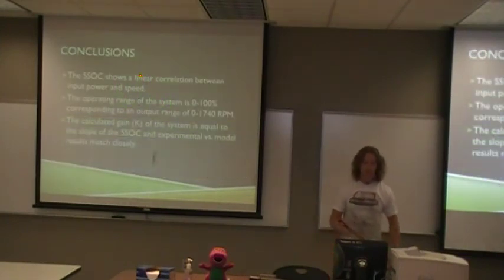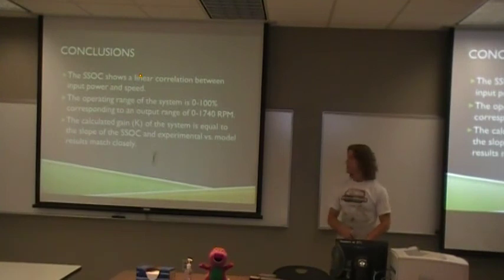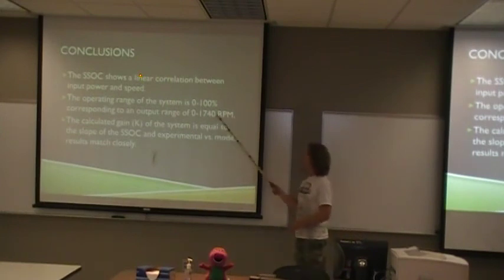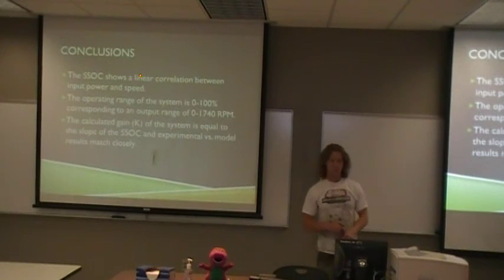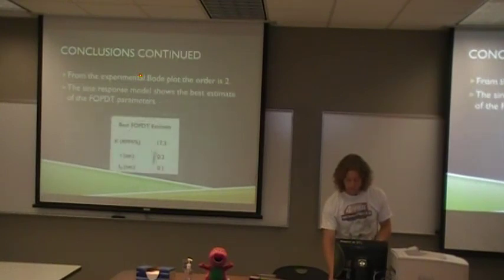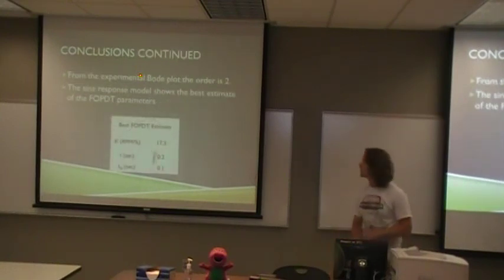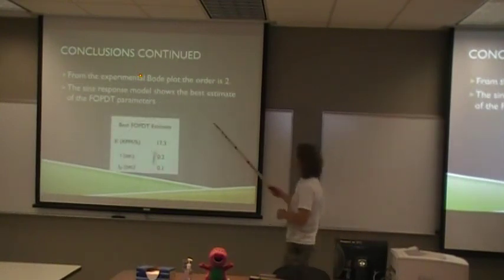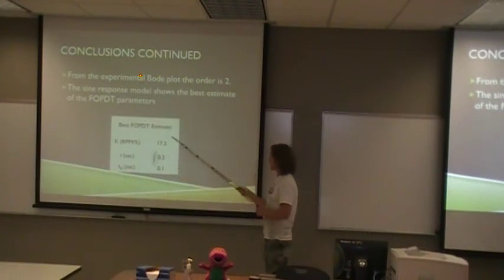In conclusion, the SSOC shows a linear correlation between input power and speed, and has an operating range of 0 to 100% and 0 to 1,740 RPM. The gain of the system is equal to the slope of the SSOC, and the experimental model results match fairly closely. It's a second order system, and then these were taken from the Bode plot. These are considered the best FOPDT parameters for our system.